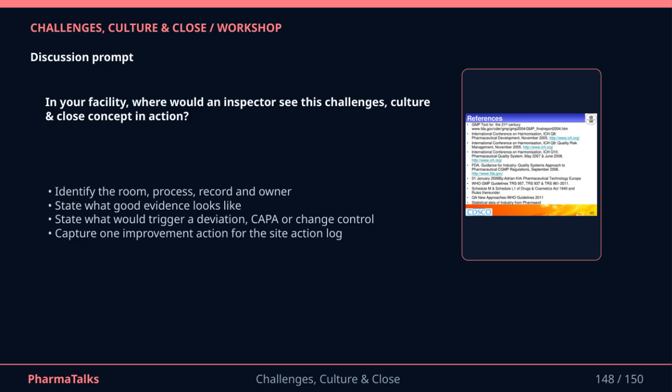Also, reflect on what circumstances would trigger a deviation, a corrective and preventive action, or a change control. Finally, capture one actionable improvement that could be added to the site action log. This exercise will help us ground these important ideas in real-world examples and drive continuous improvement.